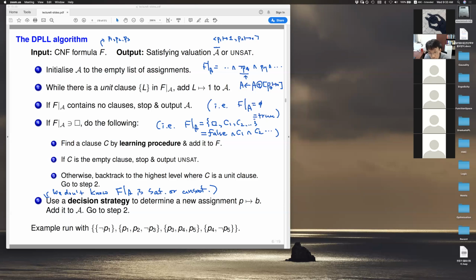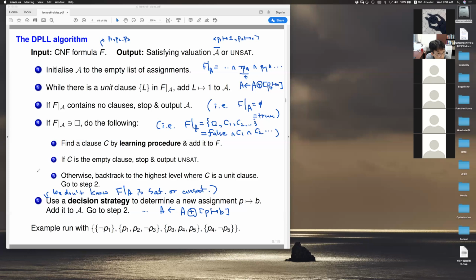In that case, we invoke some predetermined strategy. This strategy is a parameter of this algorithm. It will extend A, our valuation, with an additional assignment. If we hit this case, that means there are some propositional variables which didn't receive a value under valuation A. So this decision strategy will pick one of such propositional variables P, and also pick a value B for that variable. Then it will extend A with this binding. So the new A becomes A with this extra binding, P now mapping to B. And then the entire thing goes back to step 2 and repeats this process.